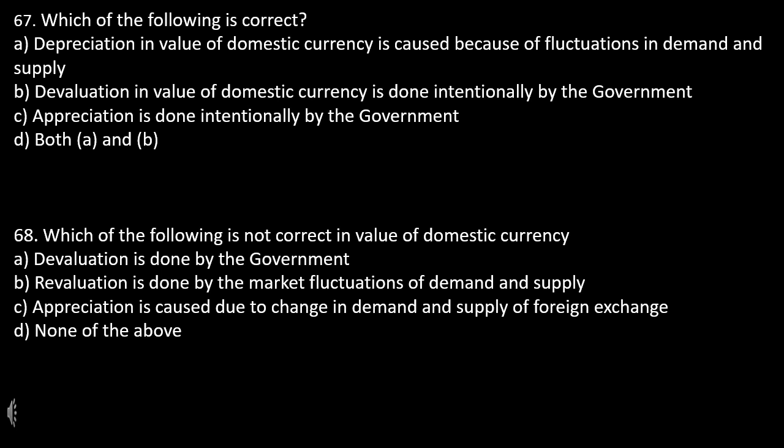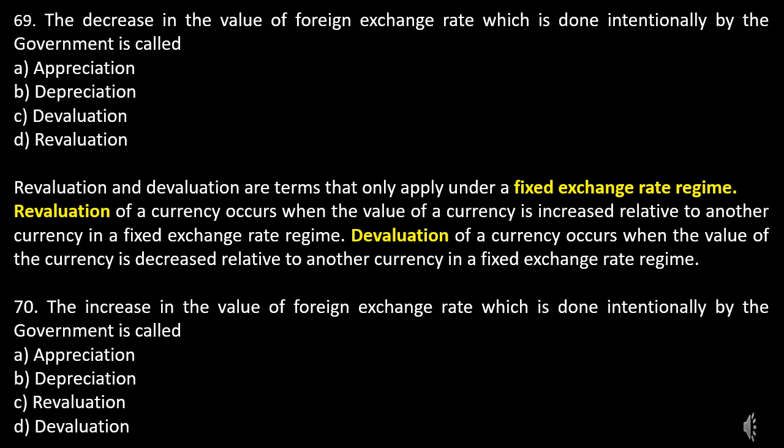Question number 68. Which of the following is not correct in value of domestic currency? Devaluation is done by the government. Revaluation is done by the market fluctuations of demand and supply. Appreciation is caused due to change in demand and supply of foreign exchange. None of the above.